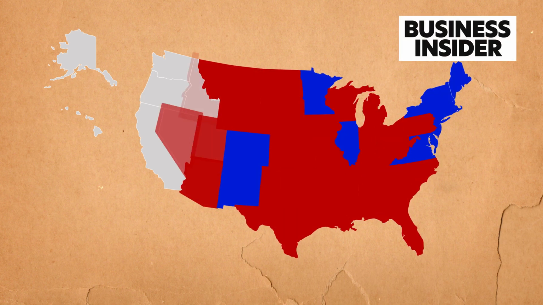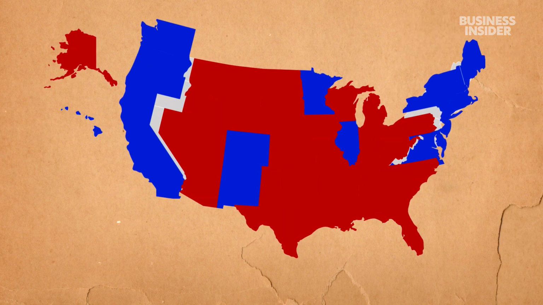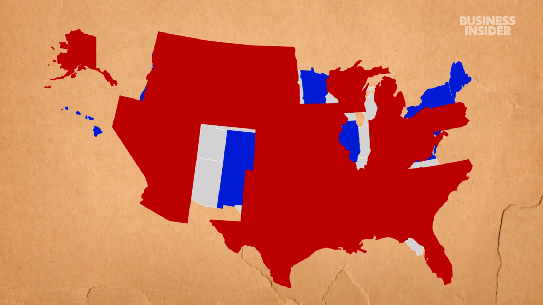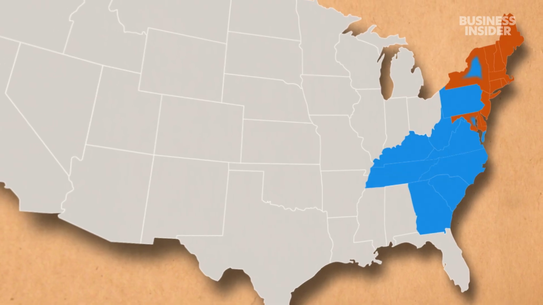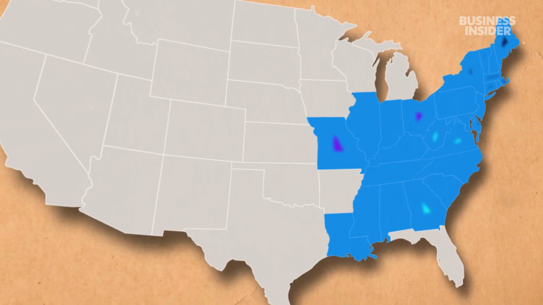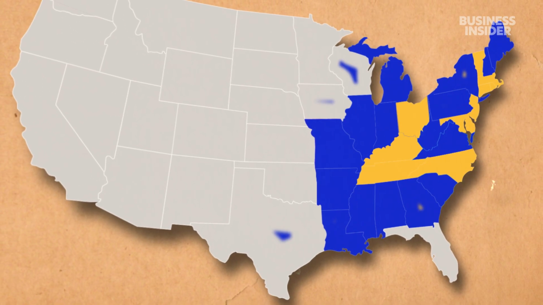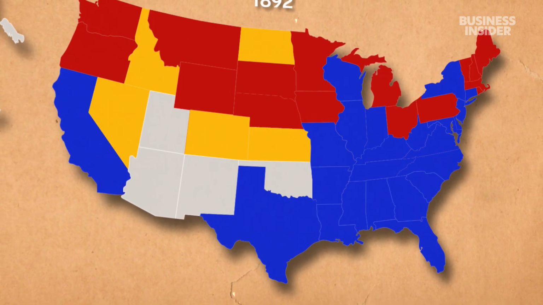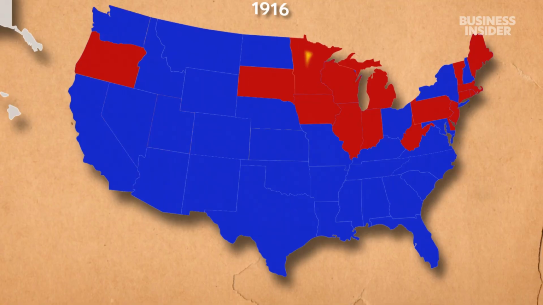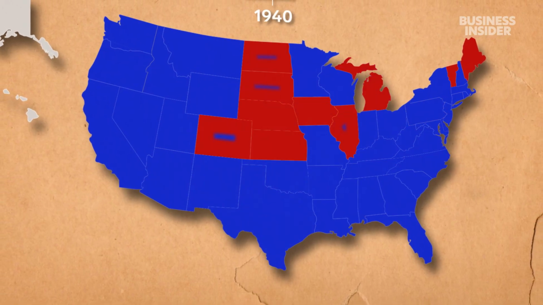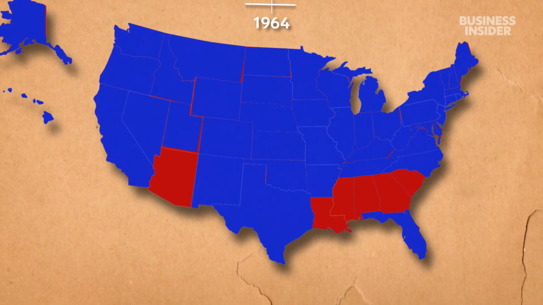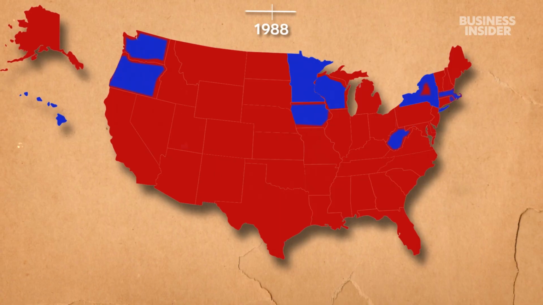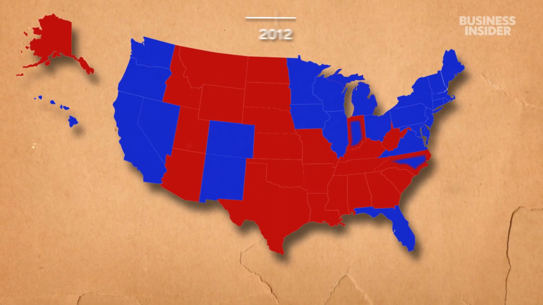You've seen this map before. The edges are usually blue, and for the most part, the middle is red. But it hasn't always been that way. New parties have come and gone, new states expanded the map, then shifted from left to right and back again. And who is allowed to vote has transformed this map over the centuries. Here's how the US has voted in every presidential election since 1789.